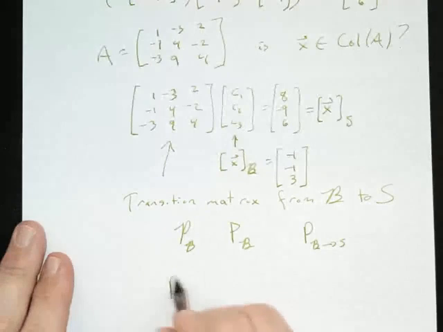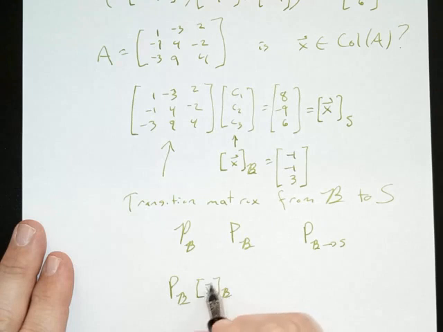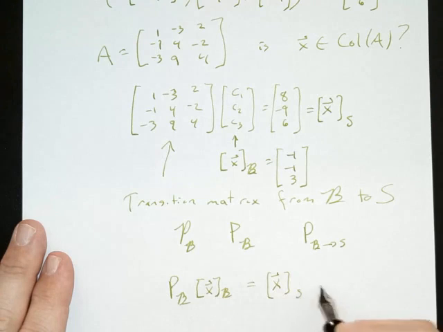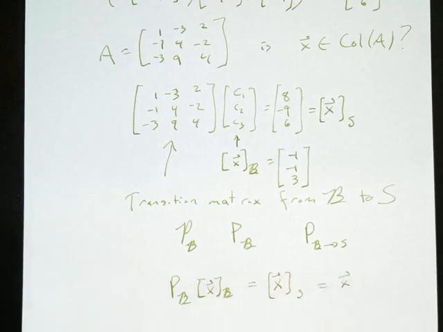So what that means is that if I take PB and I multiply XB, I get X in the standard basis, or just plain X. Questions? What can you tell me about this matrix?